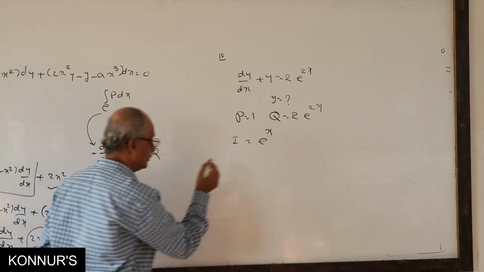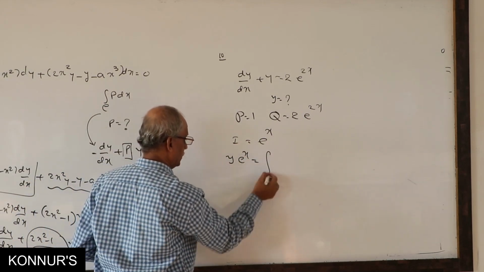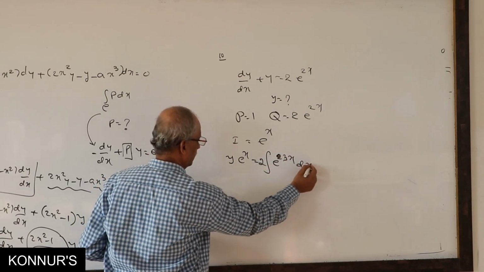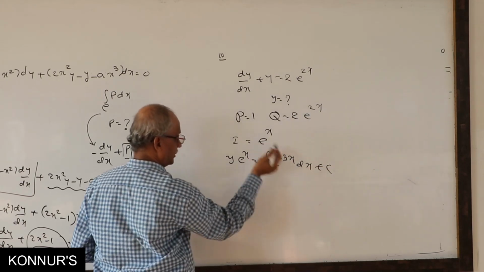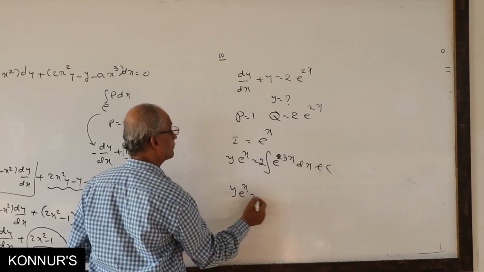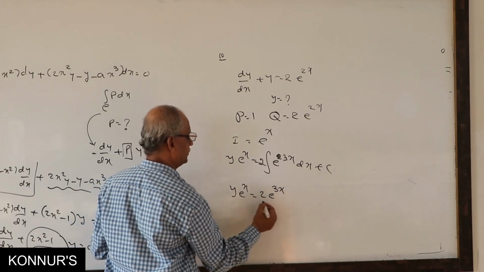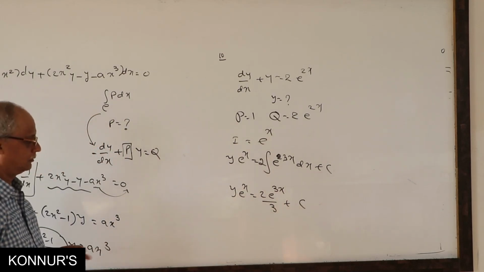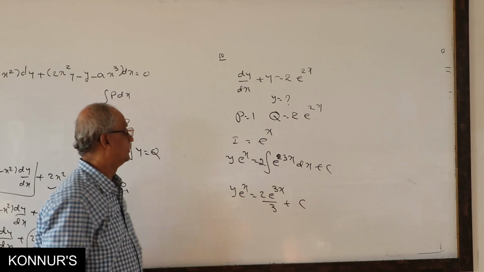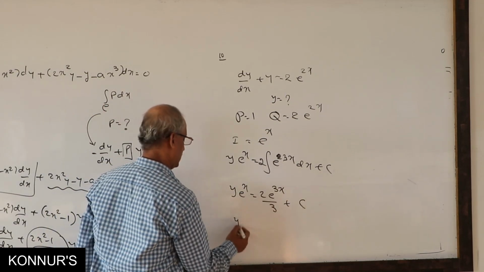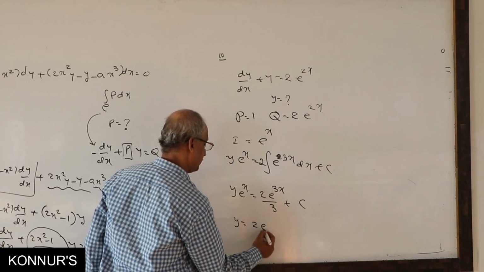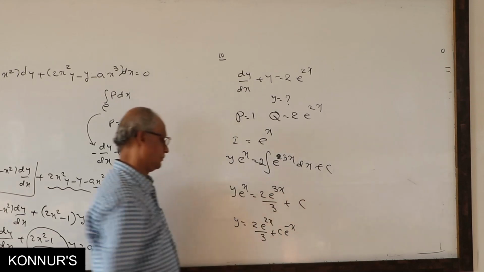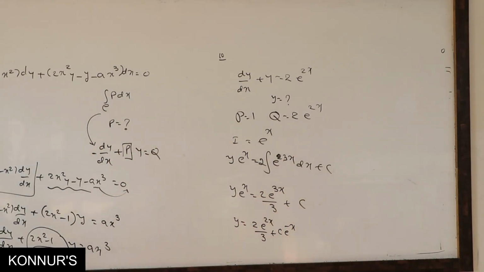Complete. Now y into IF is equal to q into e power IF dx. I will write e power 2x, e power x, e power 3x. What is e power 3x integration? E power 3x by 3. Okay. They want only y value. Take this e power x there, therefore y equals 2 e power 2x by 3 plus c e power minus x. A general solution. That is our answer.